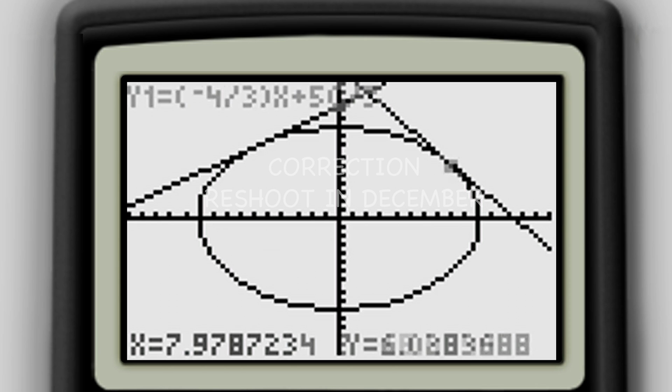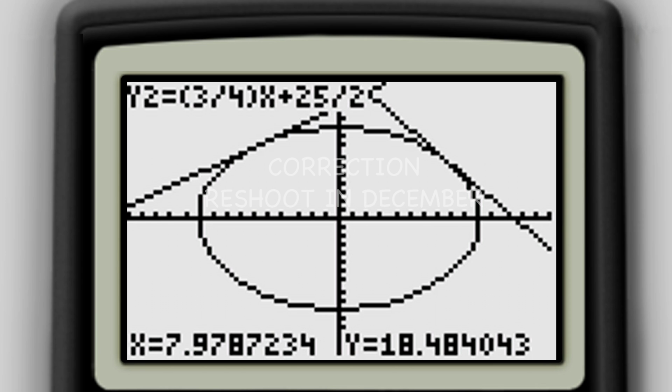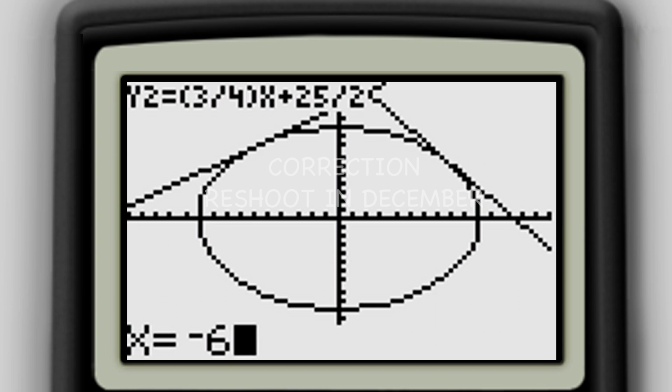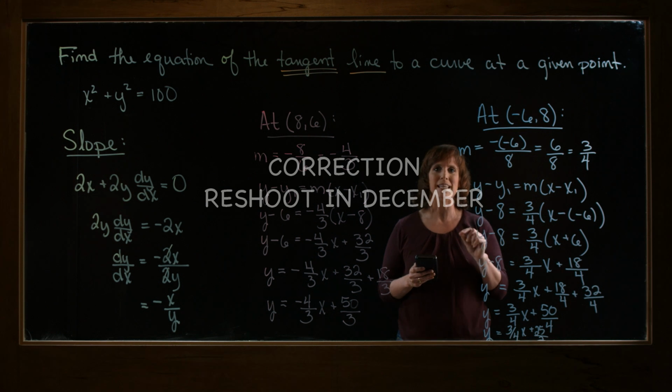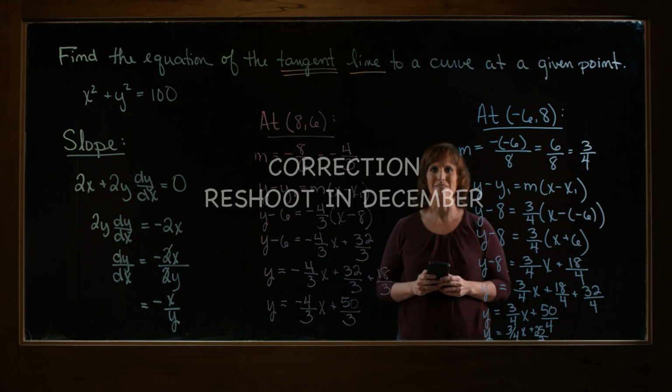You can do the same thing for the next problem. Go ahead and select the appropriate line and then evaluate at -6. So if I select that line and evaluate at -6, sure enough, the point of tangency is highlighted by the cursor, and you can see that this line is tangent to my circle. I hope this was helpful. Thanks.